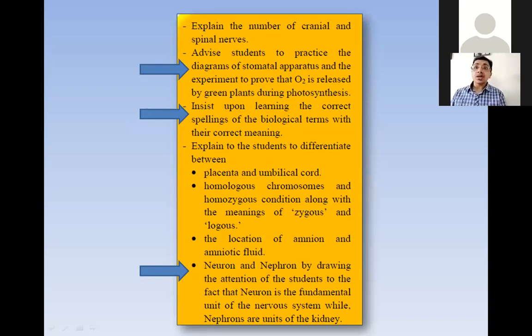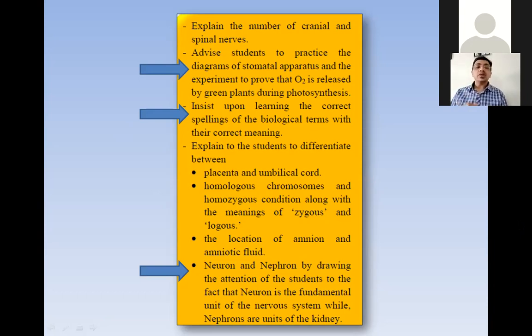Next, insist upon learning the correct spellings of biological terms with their correct meaning. If there is a spelling mistake, there are chances that you will lose marks, so that is something we have to take care of. Explain to the students to differentiate between the placenta and umbilical cord. That is not in your portion this year, so we can rule out that point and go directly to the last highlighted point, which is neuron and nephron.